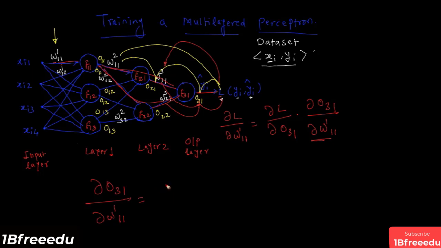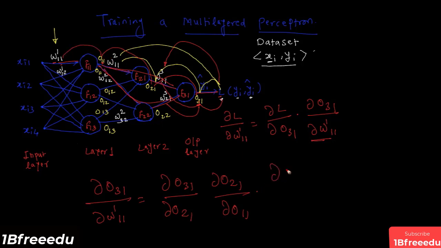So the derivative of O31 with respect to this O21, right? On this path I have this O21. So O31 with respect to O21, and then O21 with respect to O11. This is O11 here. So the derivative of O31, O21 with respect to this, and then finally the derivative of this with respect to this, into the derivative of O11 with respect to W11, right? So this is the derivative of this path.